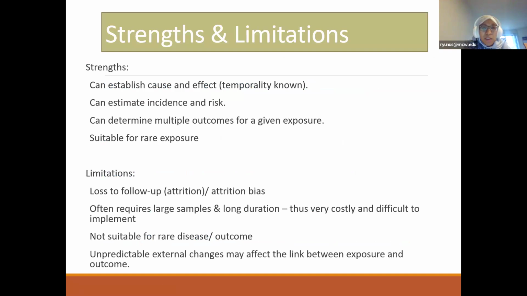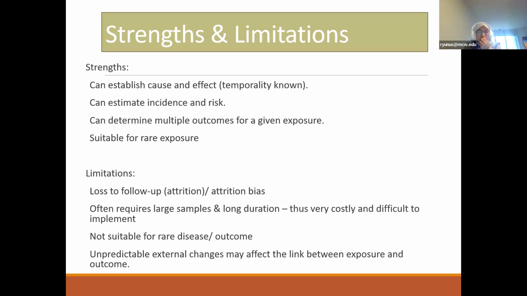And then you can determine multiple outcomes for a given exposure, because when you follow up a group of people for a duration of time, even though your initial objective is just to look at the occurrence of a specific disease, you might also find out that these people can get other outcomes. So this is one of the benefits of cohort, because you are looking to the future and you sometimes do not know what to anticipate, and you might be surprised by some other findings.